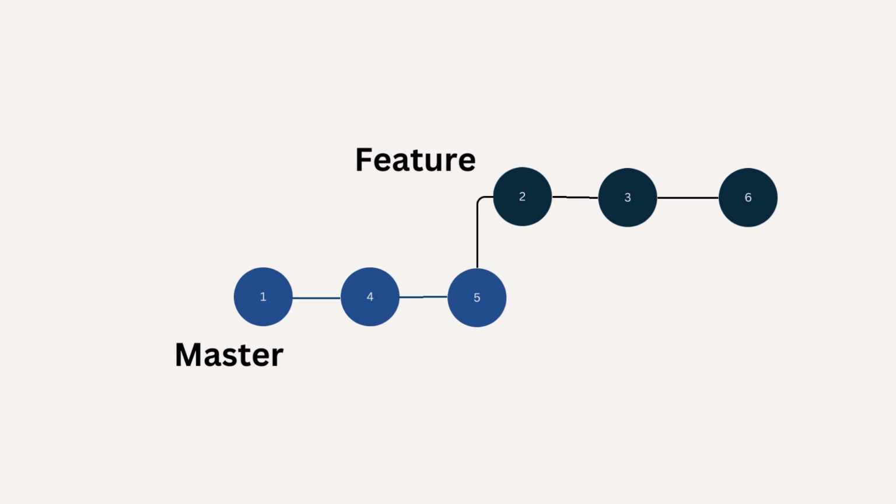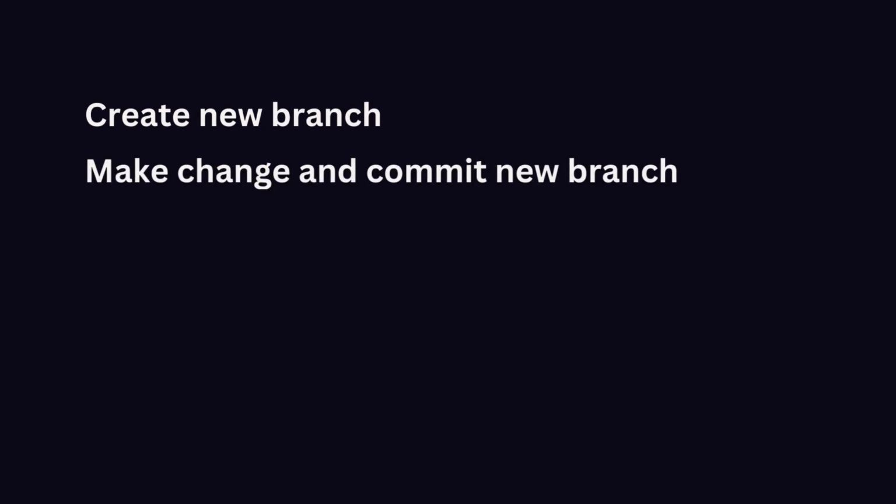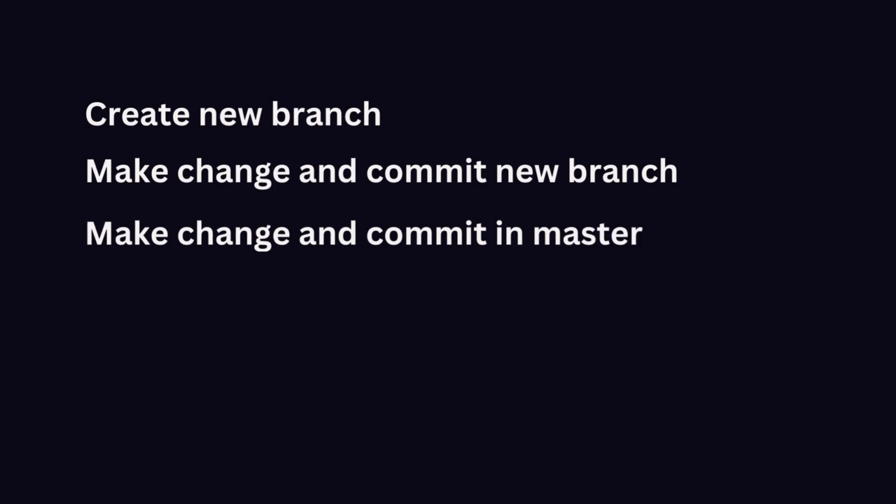Now let's discuss the steps we are going to follow in this video. First we are going to create a new feature branch. Then we are going to make some changes and commit to the feature branch. Then we are going to switch to the master branch and again make some changes to some file and commit the changes to the master branch. And finally we are going to rebase and merge the change.